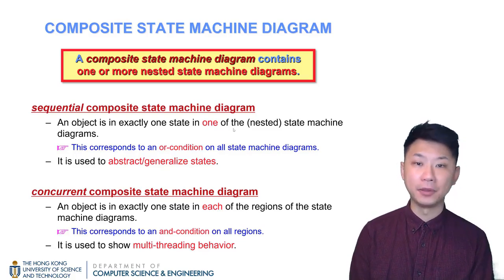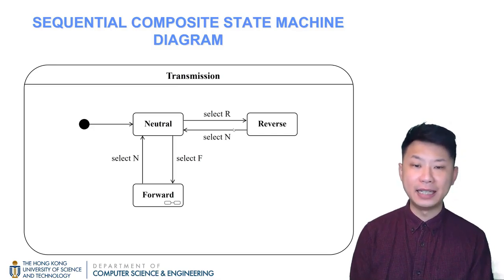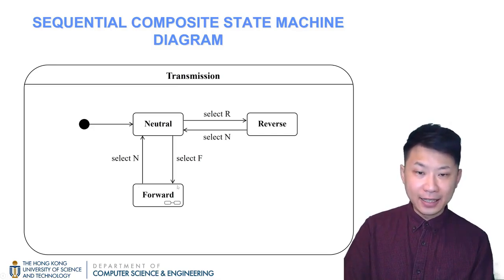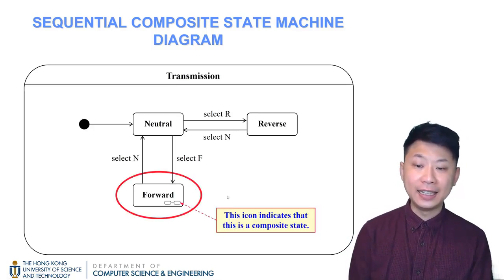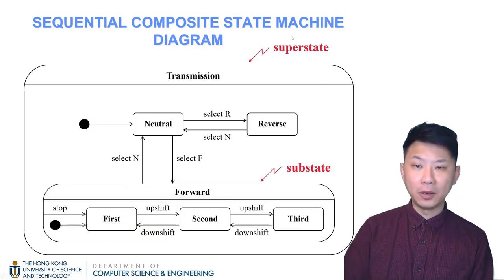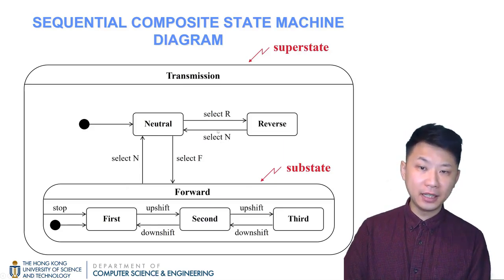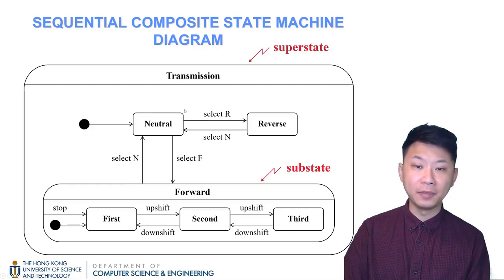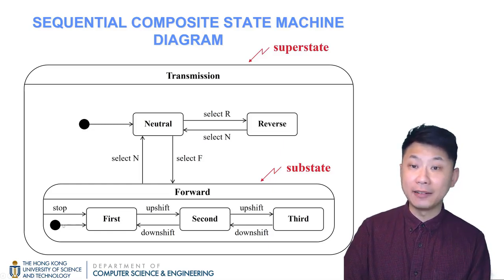And I'm going to show you some examples. So this is an example of a sequential composite state machine diagram. And you can see that under this state, we're going to have another state machine diagram. And this icon indicates that this is a composite state. That means within this state, we're going to have another state machine diagram. And this is what we call the superstate, and this is a substate. And we may have a transition going from a state in the superstate into the boundary of the substate. That means we're going to go into the initial state of the composite state machine diagram.